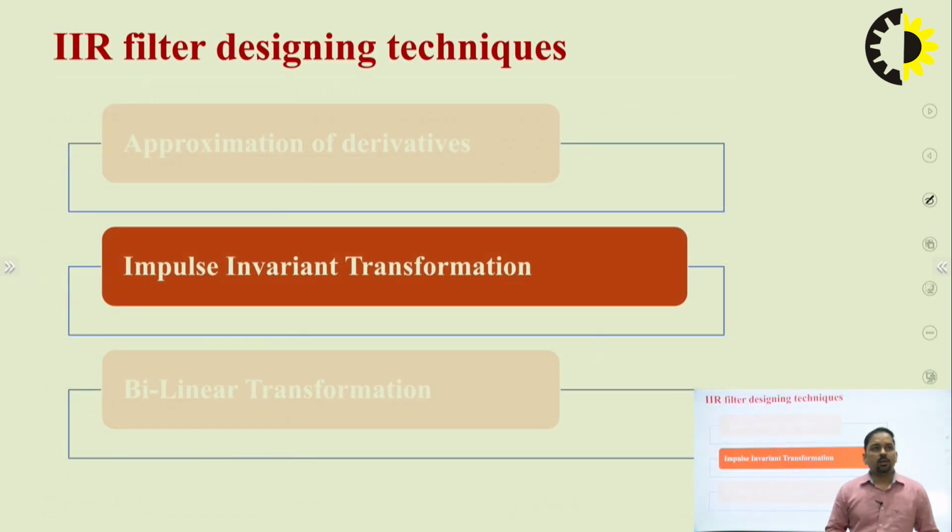Next, we directly move to the IIR filter design techniques. Basically there are three ways to design an IIR filter. The first one is called approximation of derivative, the second one is the impulse invariance transformation technique, and the third one is the bilinear transformation. The approximation of derivative method is also used for designing IIR filters, but at this particular stage we are starting with the impulse invariance transformation technique.